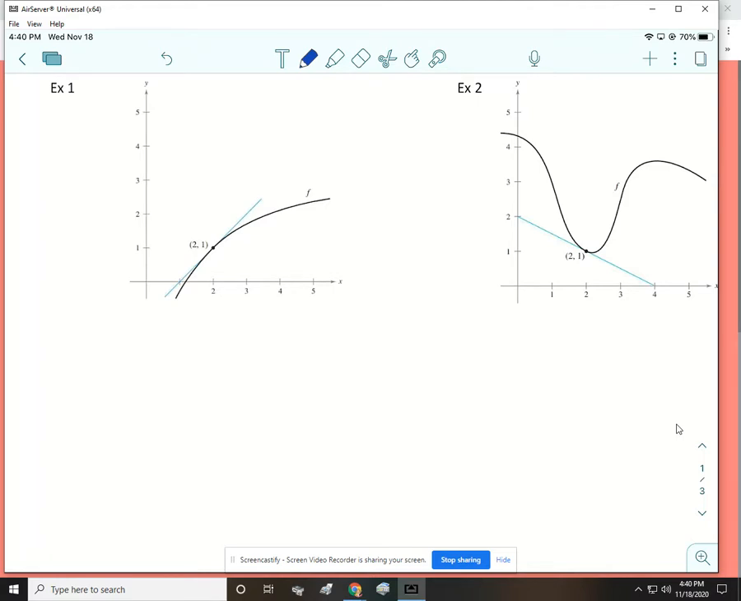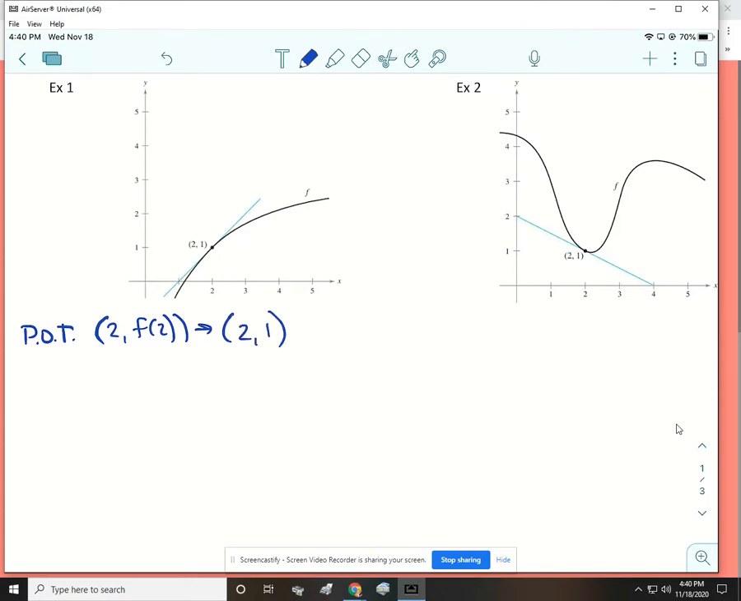All right, so our point of tangency is the point (2, 1). So I'm going to write it the fancy way. So it's 2, f of 2, or the point (2, 1). All right, and then our slope of the tangent line is going to be f prime of 2. And so when we look at the tangent line, the slope, to get from this point to this point, we would go up 1, right 1. So that's a slope of 1.